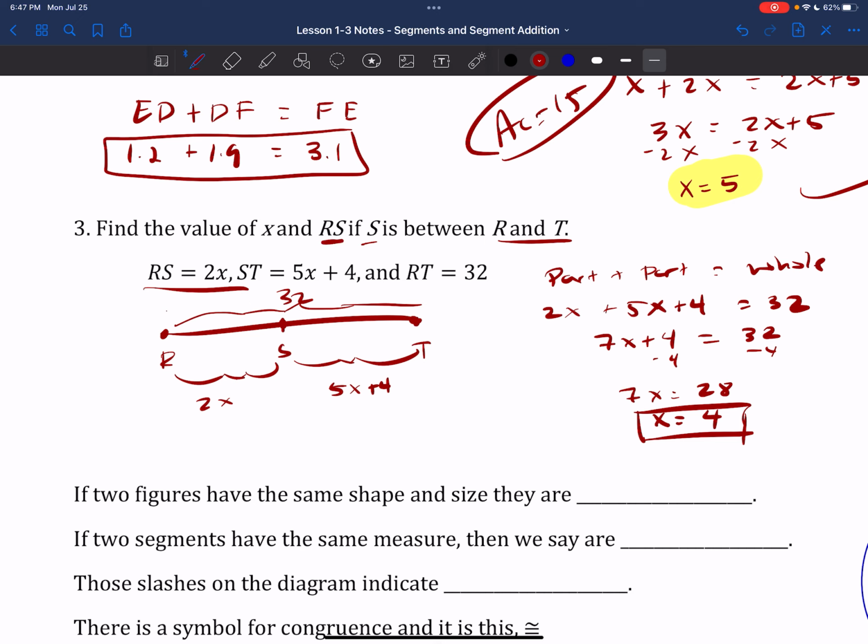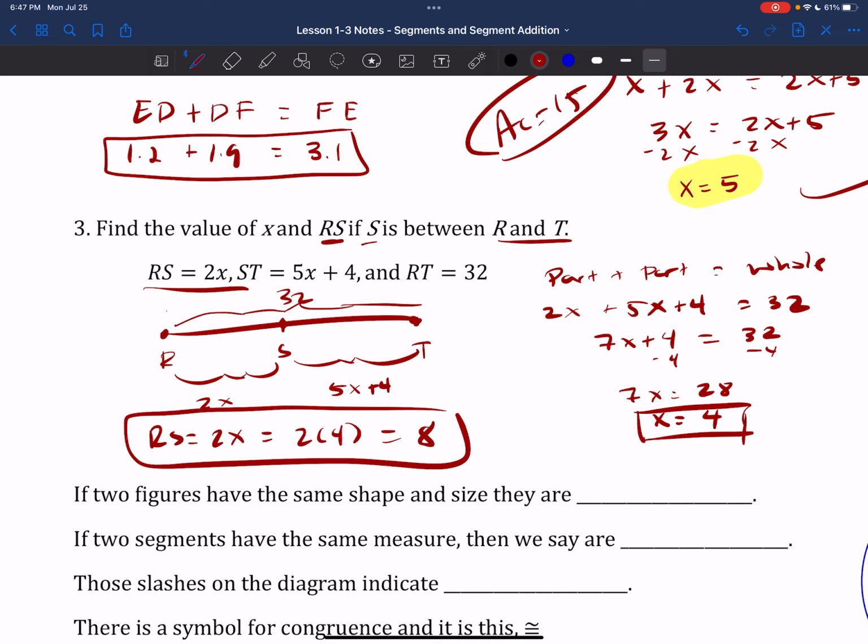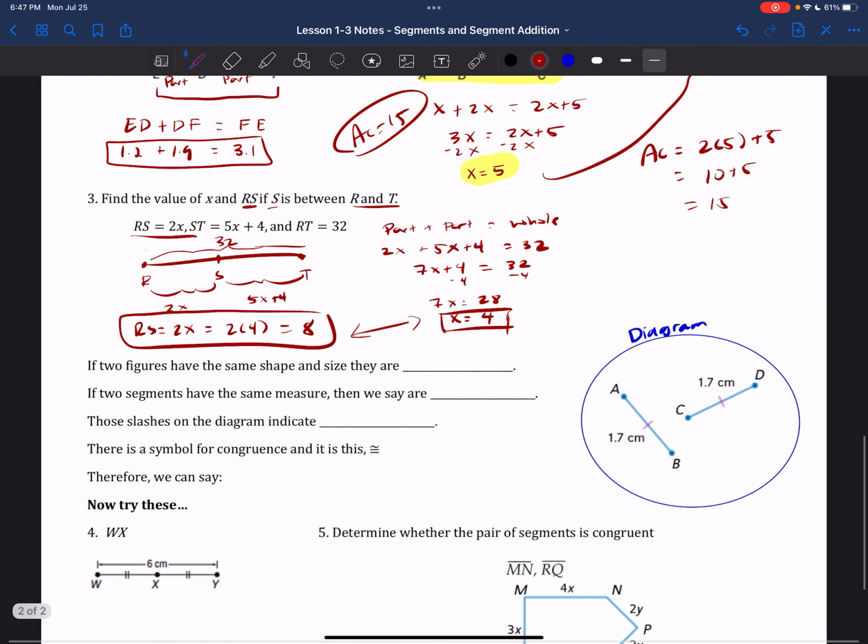Now it says, what is RS? Well, I know that RS is 2x, right? So if x is equal to 4 and RS is equal to 2x, what do I do with this x then? Well, I just plug in my 4. So RS is equal to 2x, and then I multiply that by 4, which is going to give me 8. Okay, and that's my answer. RS is equal to 8. So you should have two different answers here. Okay, next thing.